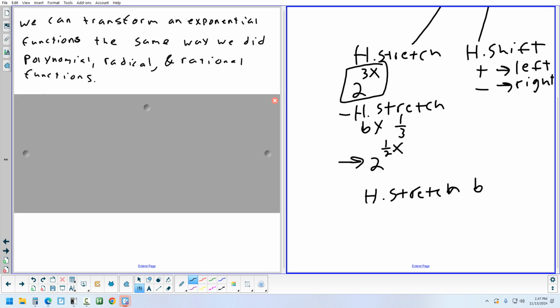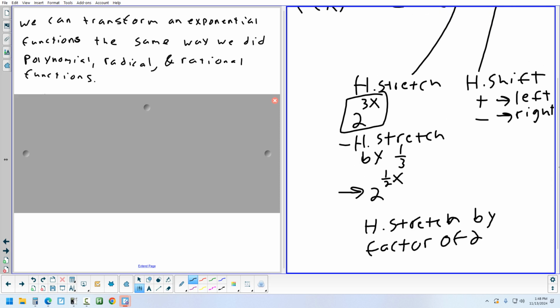Horizontal stretch by factor of 2. So these are the only ones you have to remember. They're backwards. You would think plus would be to the right, but it's not. Plus is left, minus is right.